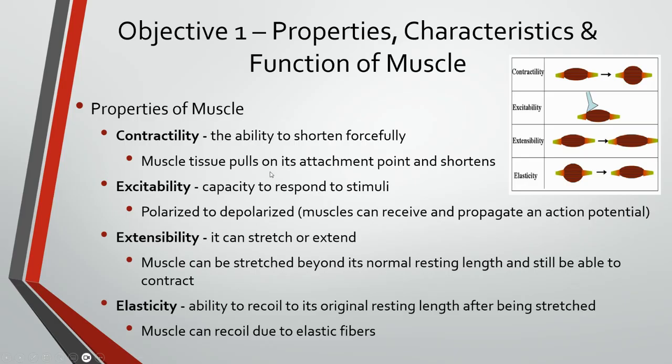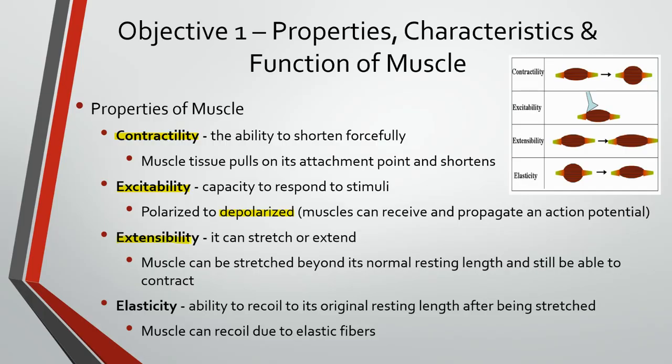Starting with some properties of muscle, one of the things that allows us to move are these properties. Number one, muscles have the ability to contract, which is just when the muscles shorten, and that's what actually allows for movement. The muscles can get excited. Another type of tissue that is excitable is your nervous tissue, your neurons, which are able to respond to stimuli. Essentially, like we saw in our neurons, our muscles are able to be depolarized, and they're able to transmit an action potential along their membrane like the neurons did.